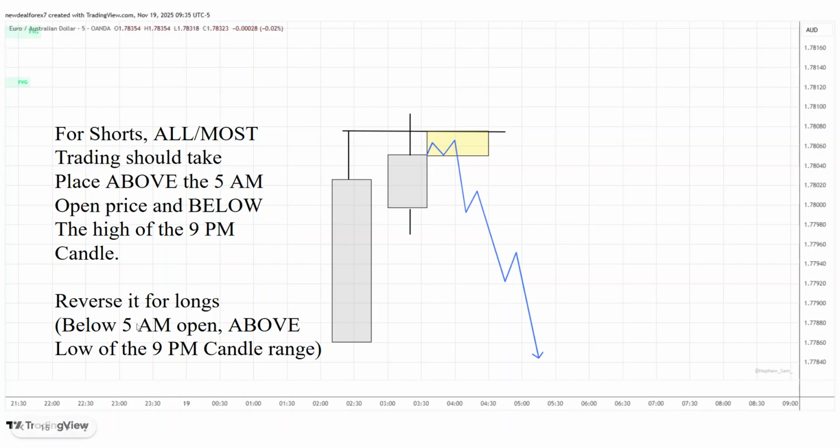You're going to want to trade below the 5 a.m. open and then above the low of the 9 p.m. candle. Same thing, just like I said, flip the chart upside down. That'll give you your golden zone for going long.